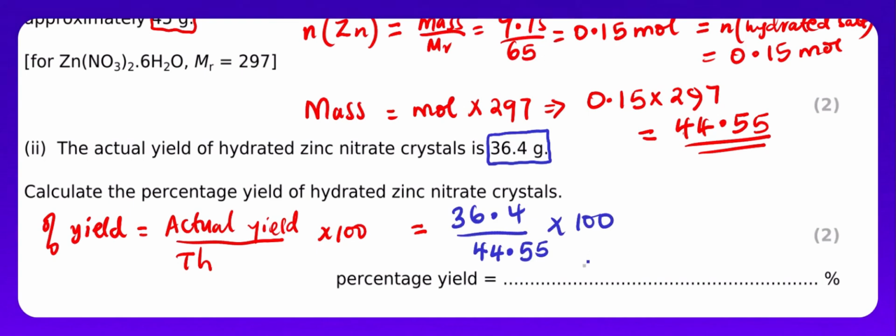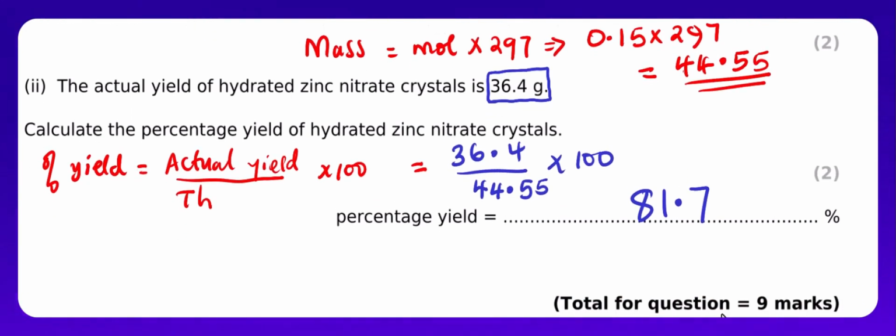So what we do, we can actually give our answer to one decimal place and it will be 81.7%. So we are done with that question, and you can see if you manage to solve that whole question, you will get all your 9 marks.